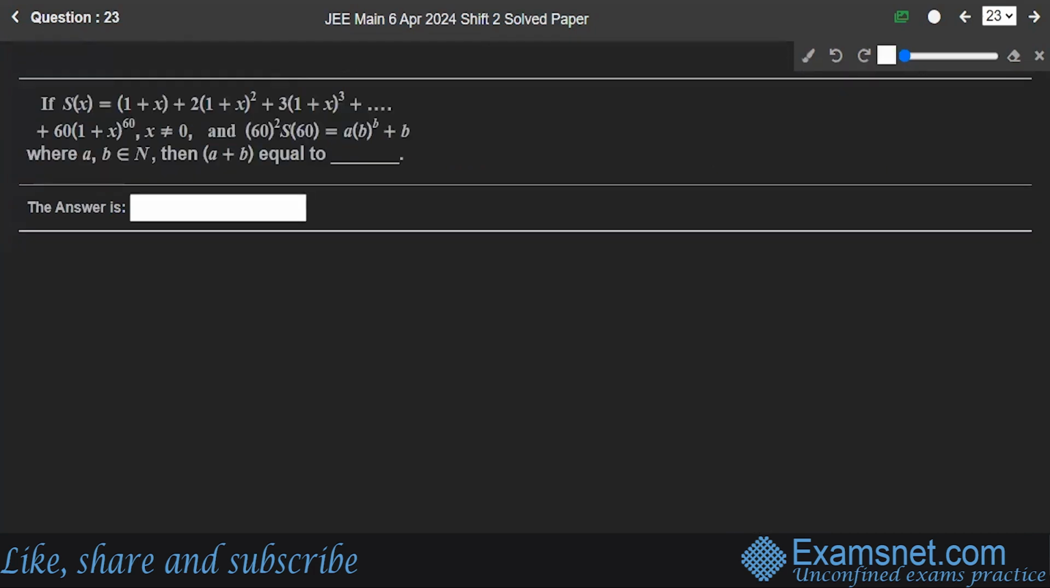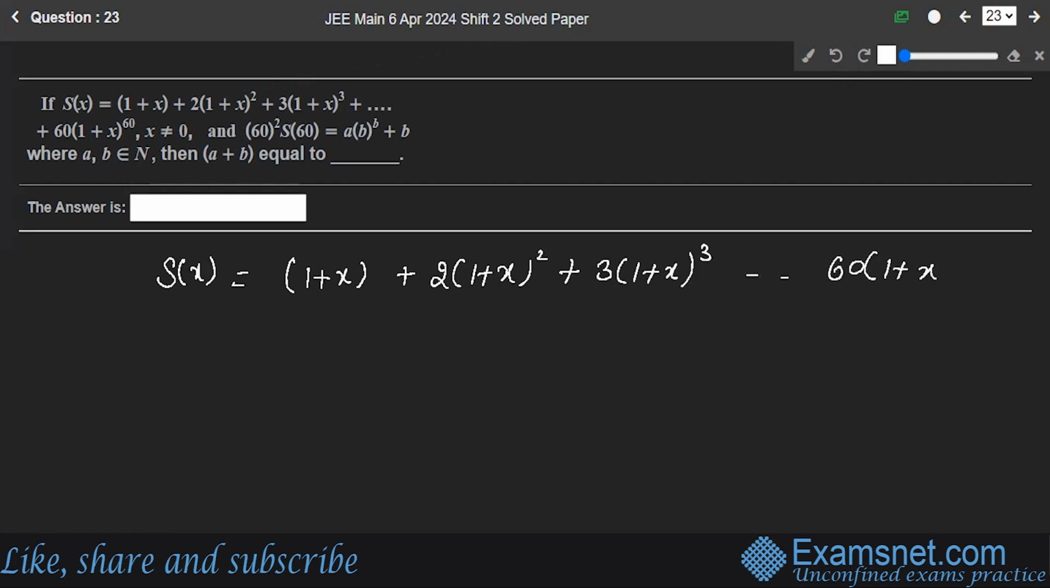Question number 23. If Sx is equal to this equation, and x is not equal to 0, and 60 squared S60 is equal to this, where a and b are natural numbers, what is the sum of a and b? You have Sx as this: 1 plus x, 2 into (1 plus x) whole squared, 3 into (1 plus x) cubed, and so on, up to 60 into (1 plus x) raised to power 60.